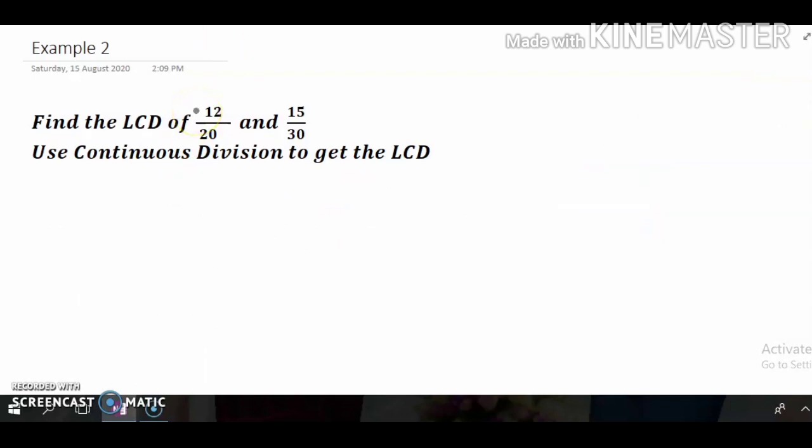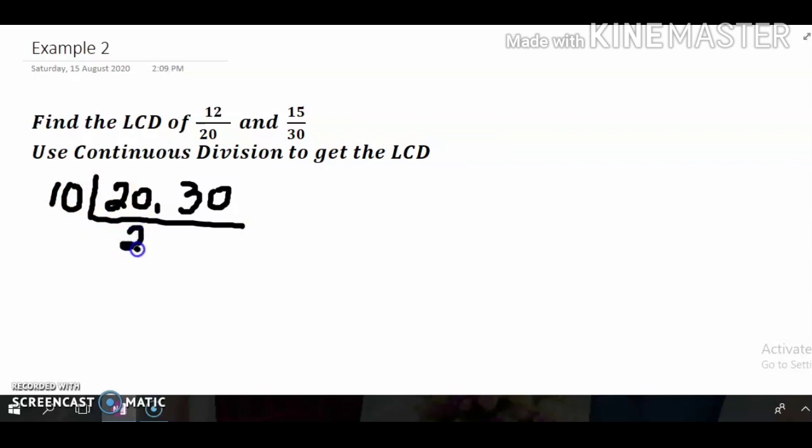So, let's say we have to find the LCD of 12 over 20 and 15 over 30. So, using continuous division, sulat mo muna yung denominator na hanapan natin ng LCD. So, 20 and 30. Then, saan sila divisible? Divisible sila by 10. Diba? So, 20 divide mo sa 10 ay 2. Then, 30 divide mo sa 10 ay 3. Obvious naman na divisible sila by 10.